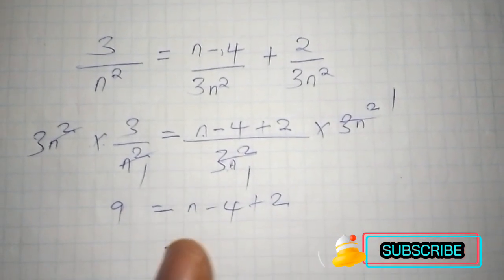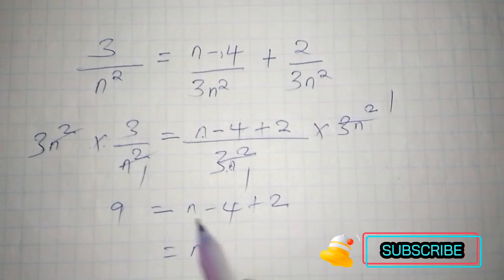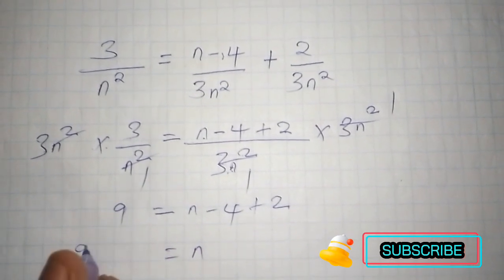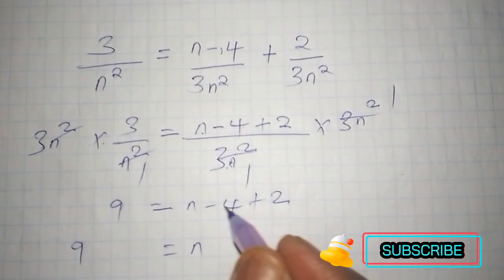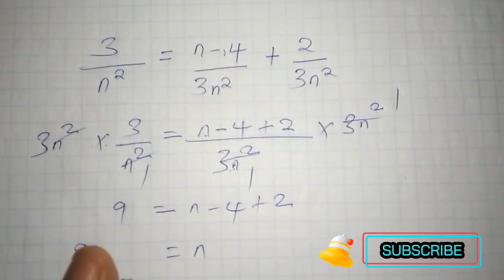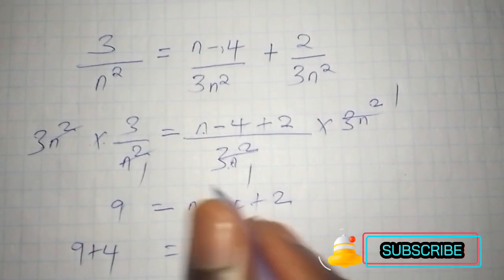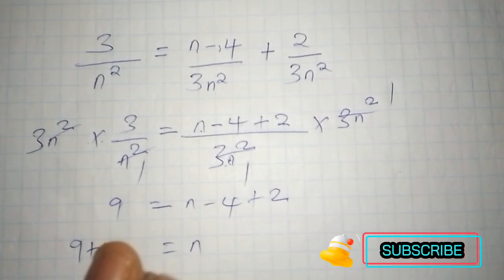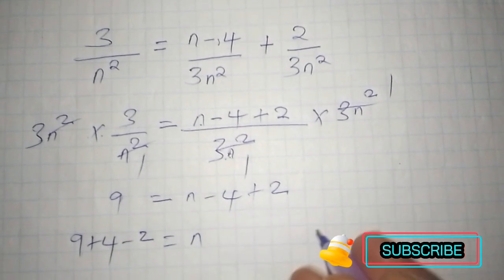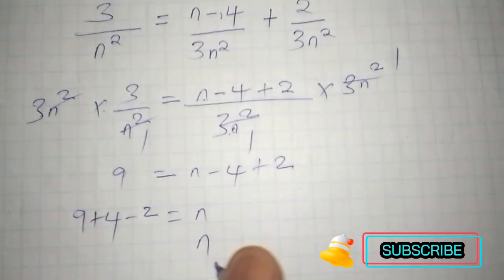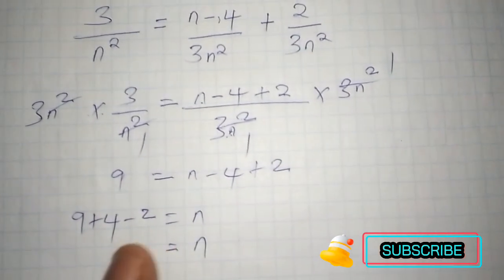So here n should be equal to this 9 here, so we shall have this 9. Then minus 4, when it crosses the equals sign, we shall have plus 4. Then positive 2, when it crosses the equals sign, shall become minus 2. So here now n is equal to 11.